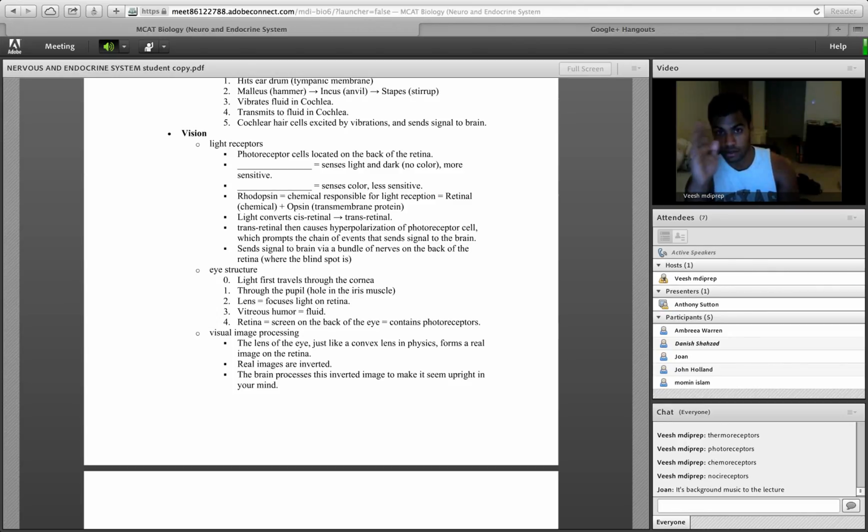So it goes cornea, pupil, lens, and then behind the lens you have all of the liquid part of your eye, which is called the vitreous humor. And then finally at the very back is your retina, and that's the screen that the image is projected onto. That's where the photoreceptors are, the rods and the cones.